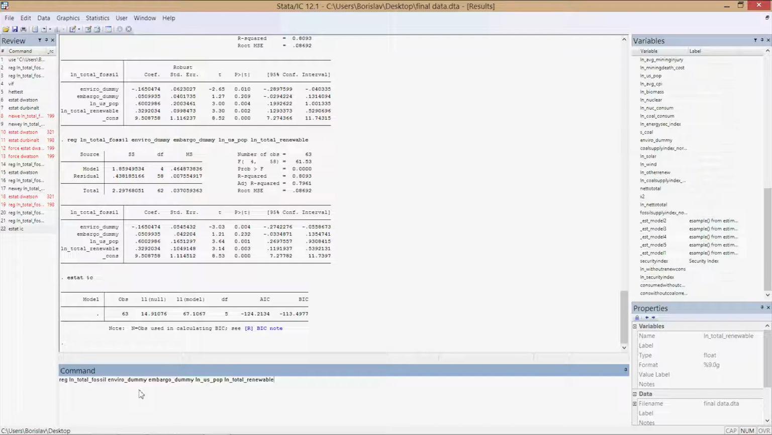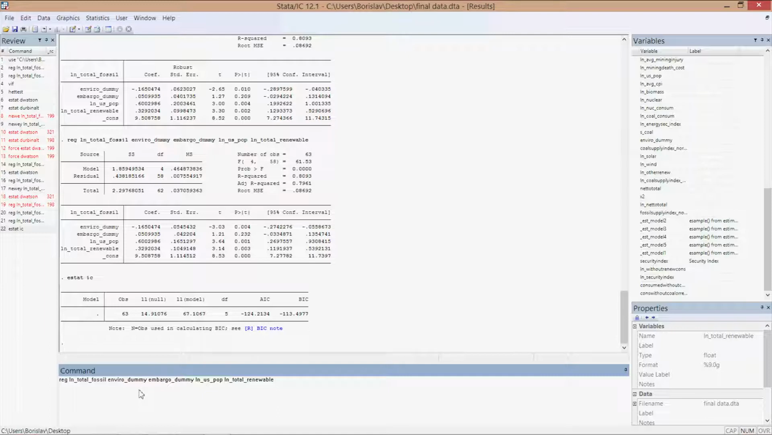Let's think about this model in purely theoretical terms for a second and forget about Stata. We are regressing total fossil fuels on U.S. population and total renewables. There's no causation between total renewables and fossil fuels, or between U.S. population and fossil. There may be some between U.S. population and total fossil fuels, but we want a model that examines total energy produced in the United States in terms of fossil fuels, in terms of U.S. population, and in terms of renewables.